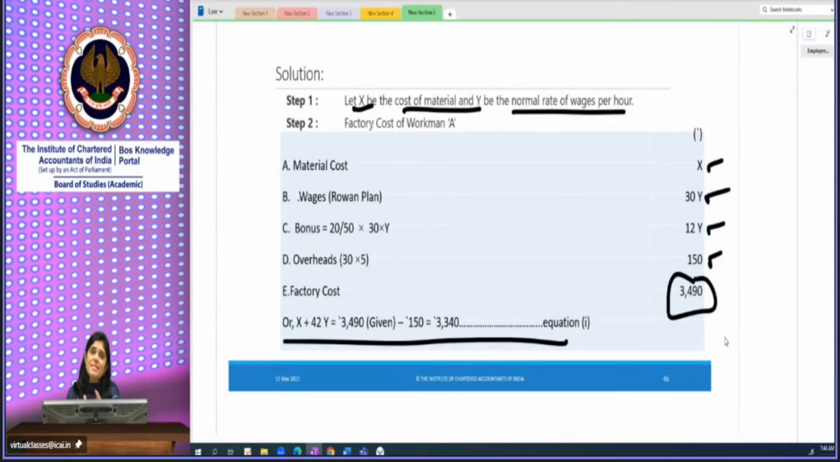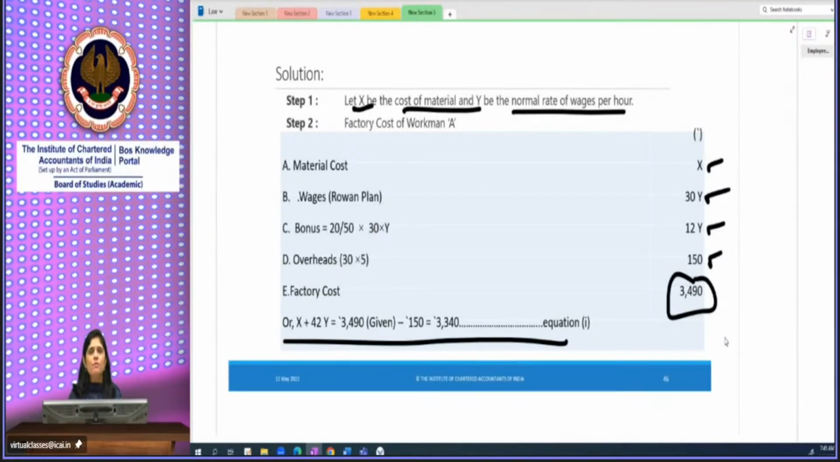That means less than 50%. 50% of time allowed is 5 hours. If you are using less than 5 hours, Rowan plan is better. And if you are using more than 5 hours, that means if your time saved is more than 50%, then Rowan plan is not more efficient. So Rowan plan is generally efficient when you are a moderately efficient person. If you are saving more than 50% of the time allowed, then Rowan plan is not that beneficial.